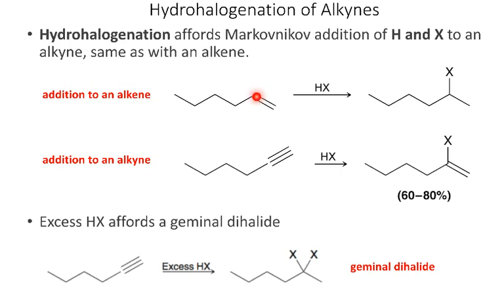In this case, the hydrogen adds to the less substituted carbon, the halogen adds to the more substituted carbon, and we get Markovnikov addition. In very much the same way, if we add HX to an alkyne, the halogen adds to the more substituted carbon, and the hydrogen adds to the less substituted carbon. If we react our alkyne with excess HX, then we can cause the reaction to drive all the way to the dihalide, where both halogens add to the same carbon atom.